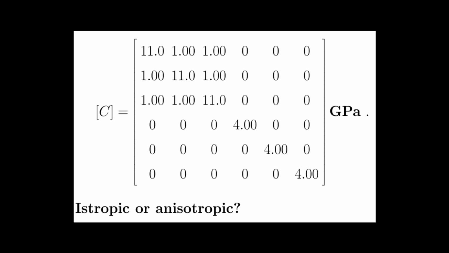Notice that C11 is equal to C22, equal to C33, and also C44 is equal to C55, equal to C66. C12 and C13 and C23 are equal. However, C12, for example, is not equal to C11 minus 2C66. So this media fails to be isotropic because it did not fulfill condition number 4.